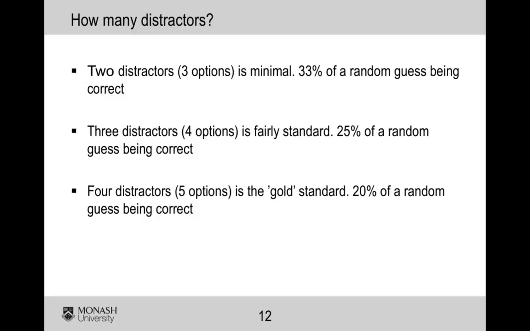So how many distractors? You could have 2 distractors, so that means 3 options, but that means there's a 33% chance that a random guess will be correct. What is fairly standard is to have 3 distractors or 4 options, so A, B, C, and D, and that's a 25% chance of a random guess being correct. The final is probably the best option, but it does require a lot more options, and that's difficult. That's 4 distractors, 5 options, so a 20% chance of a random guess being correct.